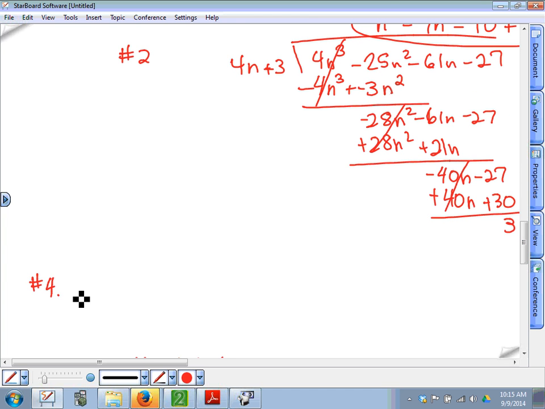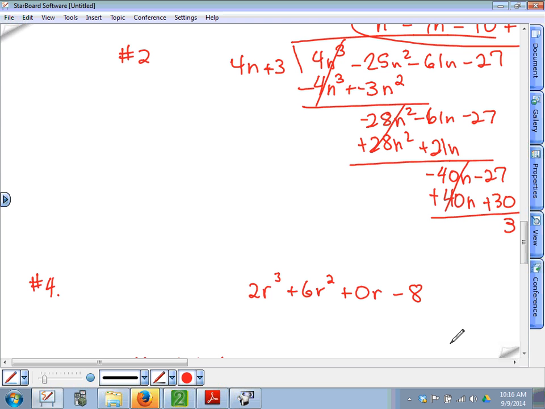So on question 4, you're going to have the 2r to the third plus 6r squared. And this is where that missing term should be, right? So you need to put a plus 0r. And then minus 8. All of the terms need to be represented, otherwise this process doesn't work.